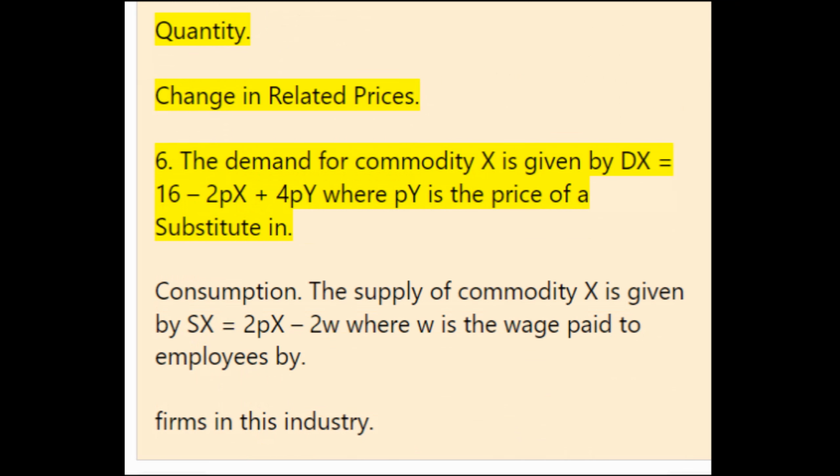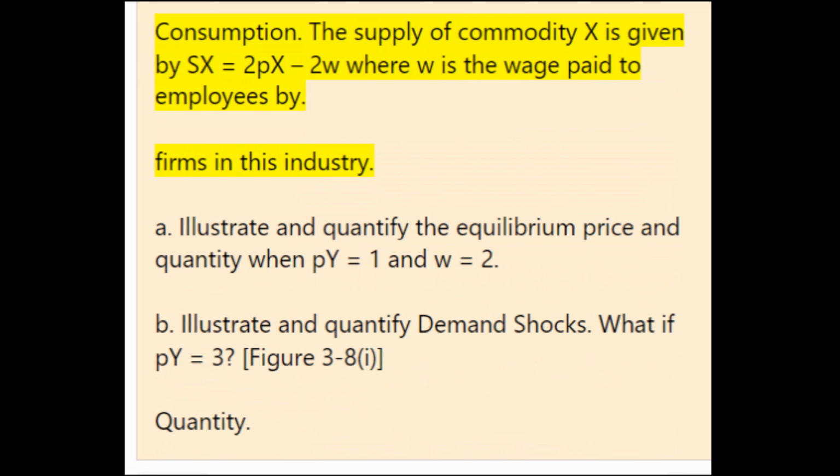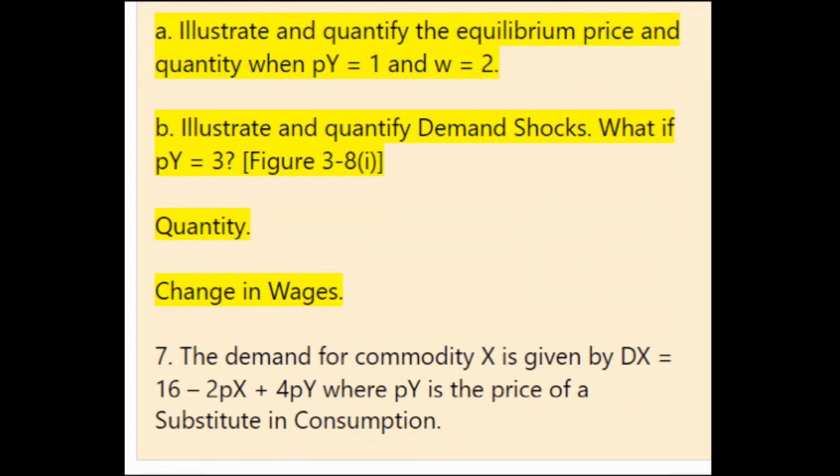Change in related prices. 6. The demand for commodity X is given by dx equals 16 minus 2px plus 4 pi, where pi is the price of a substitute in consumption. The supply of commodity X is given by sx equals 2px minus 2w, where w is the wage paid to employees by firms in this industry. A. Illustrate and quantify the equilibrium price and quantity when pi equals 1 and w equals 2. B. Illustrate and quantify demand shocks. What if pi equals 3?